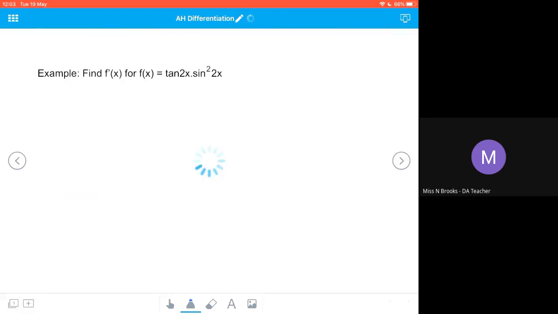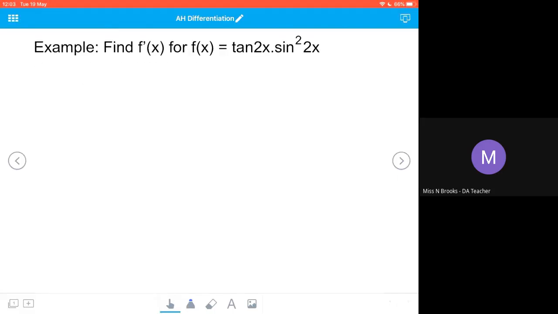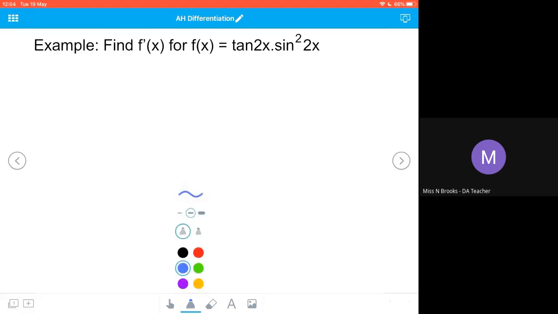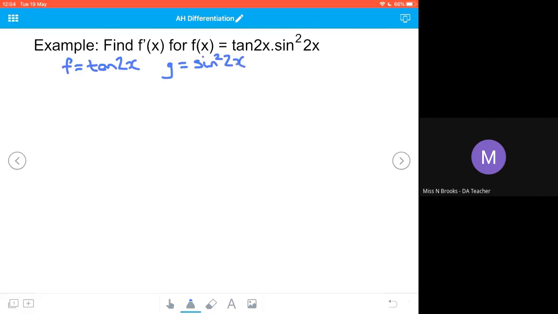Now our final example is going to get us using our product rule, and we want to find the derivative of the function f of x equals tan 2x multiplied by sine 2x all squared. So to use the product rule, we need to identify our f and g. So this time f is going to be tan of 2x, and g is going to be sine of 2x all squared, and I'm going to rewrite that with my sine 2x inside the bracket and my squared outside.